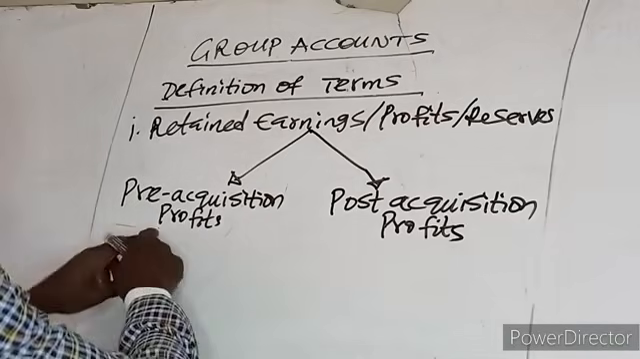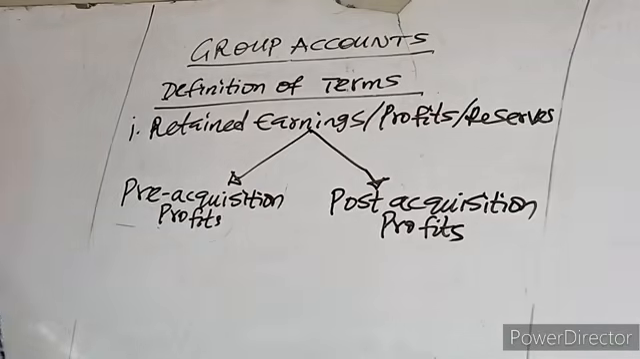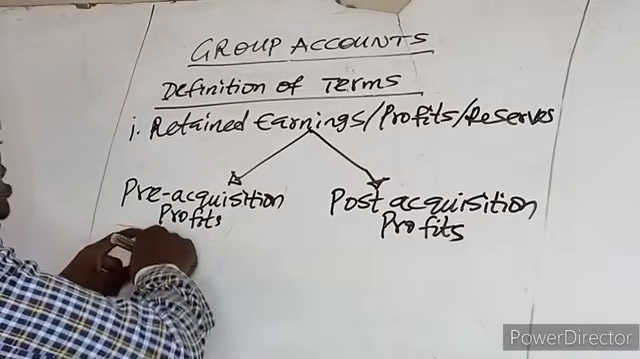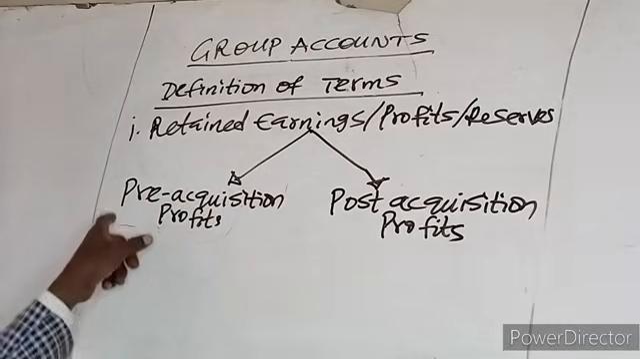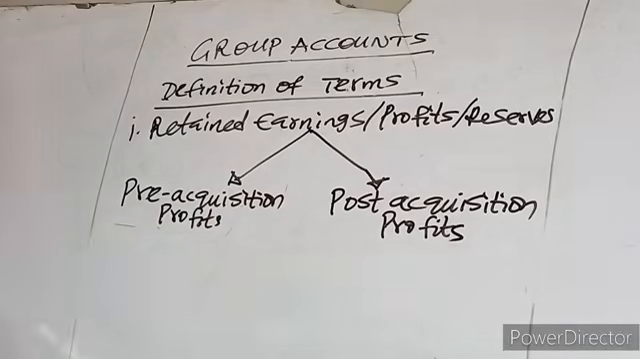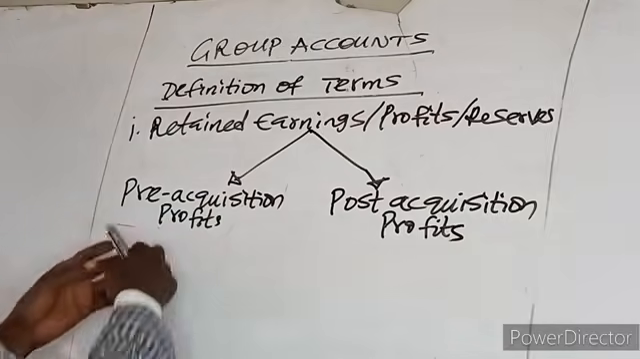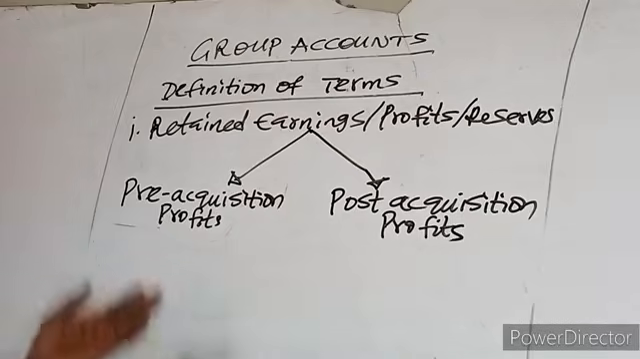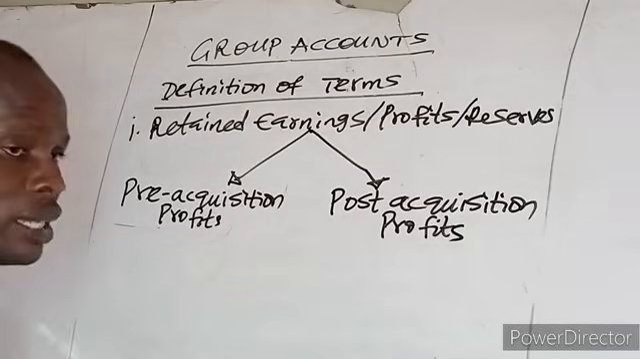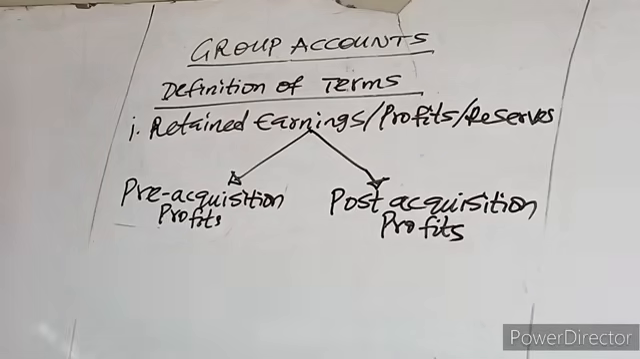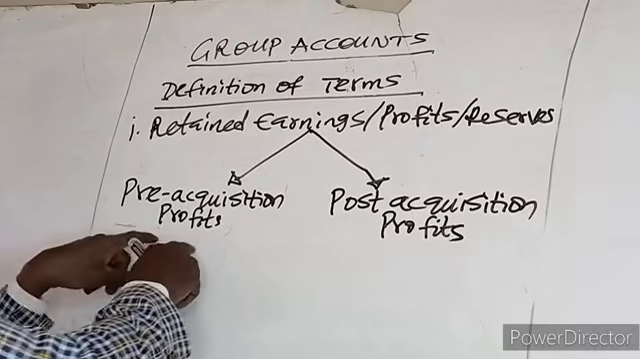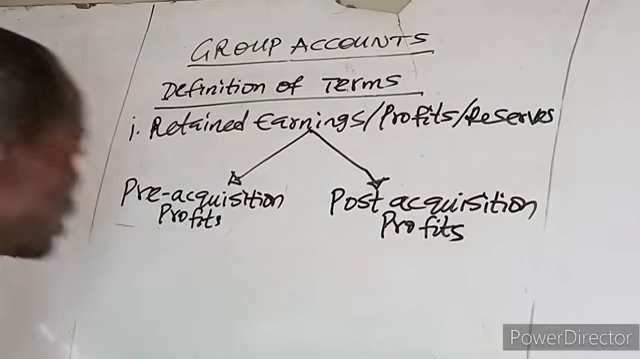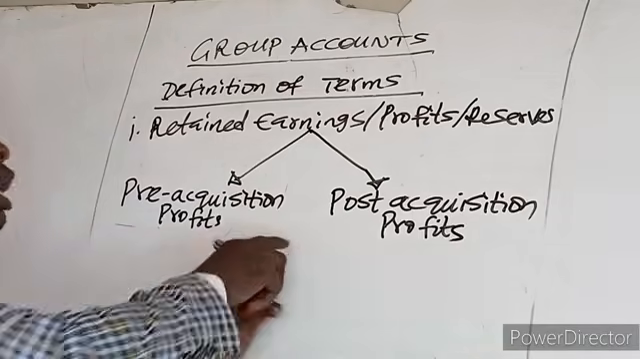Because this profit has been earned, it will not be available for distribution to the shareholders of the parent company. That is why pre-acquisition profit will never be shared between the parent and the NCI, because those profits were earned before the subsidiary was acquired by the parent. They should therefore be included in the cost of control, that is, in the calculation of goodwill.